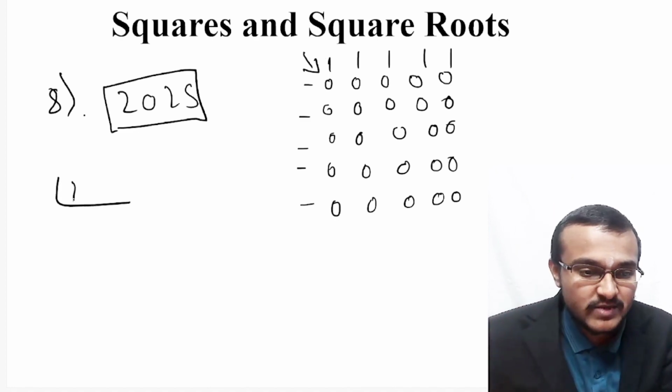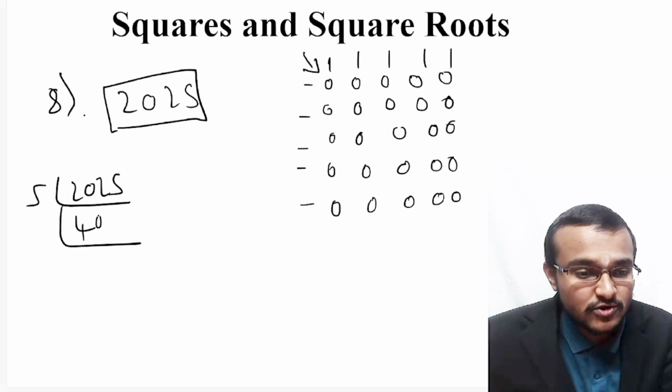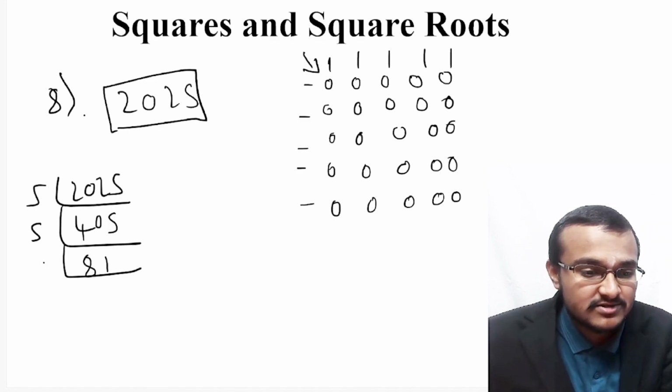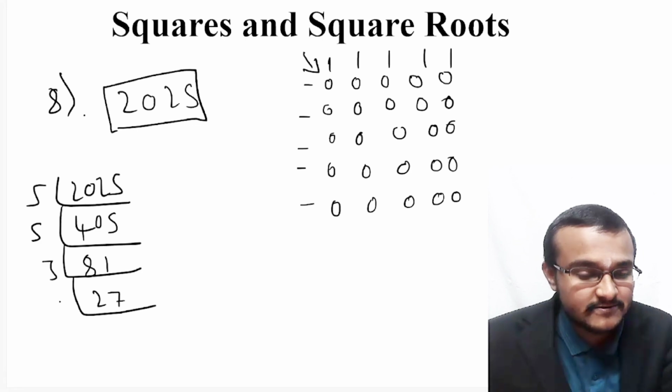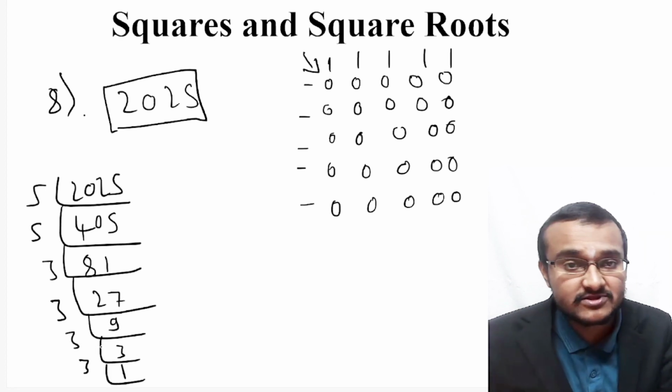So let us find the square root of 2025 using prime factorization. This will go with 5. 5 4s are 20, 0 will be there, 5 5s are 25. So 405. Again when you divide this 405 with 5, you will get 81. This will go with 3. When you divide 81 with 3, 3 2s are 6, 21, 3 7s are 21. So again this can go with 3, so 9 will be there. Again this can go with 3, 3 will be there. Again if you divide this 3 with 3, you will get 1.